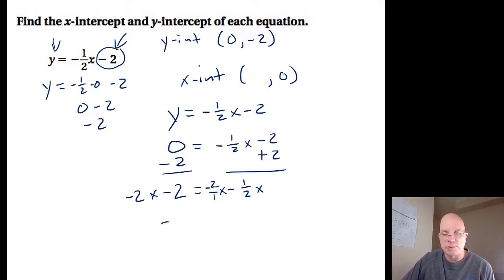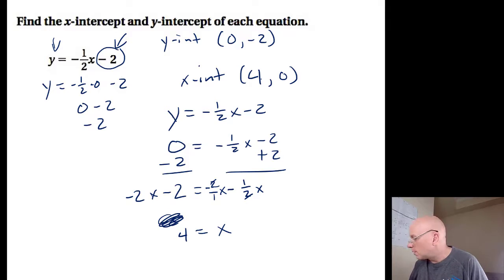-2 multiplied by -2 is negative. No, it's not. Slow down. -2 multiplied by -2 is +4. And on the right side, I have -2 over 1 times -1 over 2 is just +1x, which is x. And so the x-intercept is +4, 0.